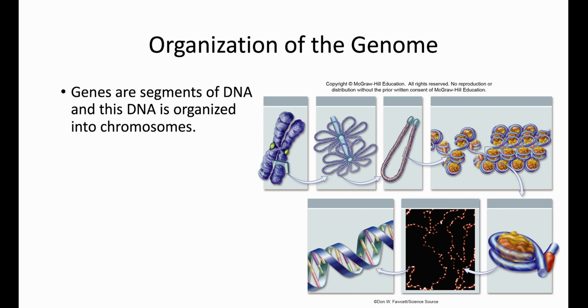So let's go back and think about how genes are organized. And so genes, once again, are segments of DNA that code for a particular functional product. But this DNA is organized and packaged into chromosomes. So here in the lower left, we have a DNA molecule. And that DNA molecule is going to be wrapped around histone molecules. So the yellow portion here is a histone molecule. The purple is the DNA molecule shown schematically.